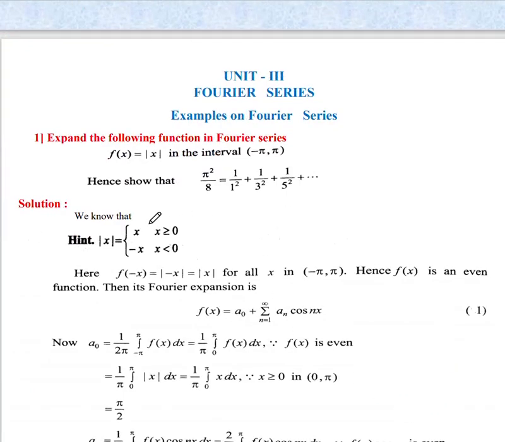Expand the following function in a Fourier series, f of x equal to mod x in the interval minus pi to pi, and hence show that pi square upon 8 equal to 1 upon 1 square plus 1 upon 3 square plus 1 upon 5 square plus and so on.